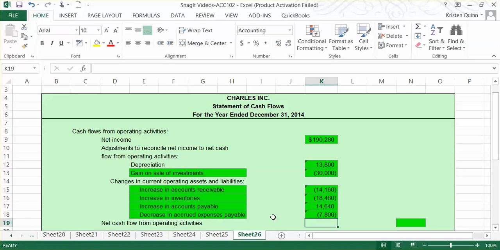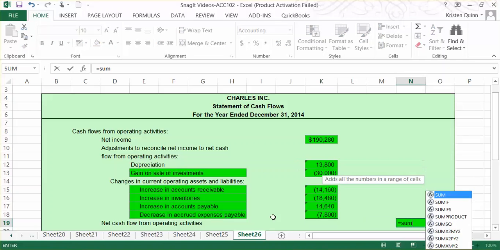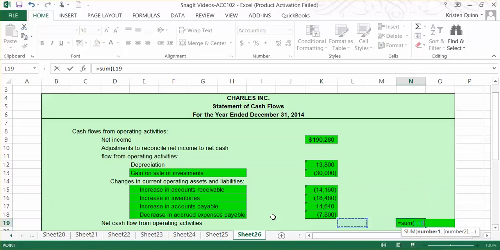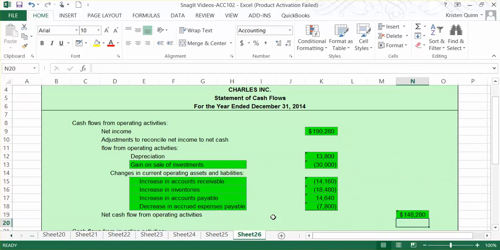We also have dividends payable. However, remember, we pay dividends to stockholders. So when we're dealing with any account that deals with stockholders, that's a financing activity. So we will add all of these pieces together to arrive at our net cash flow from operating activities.